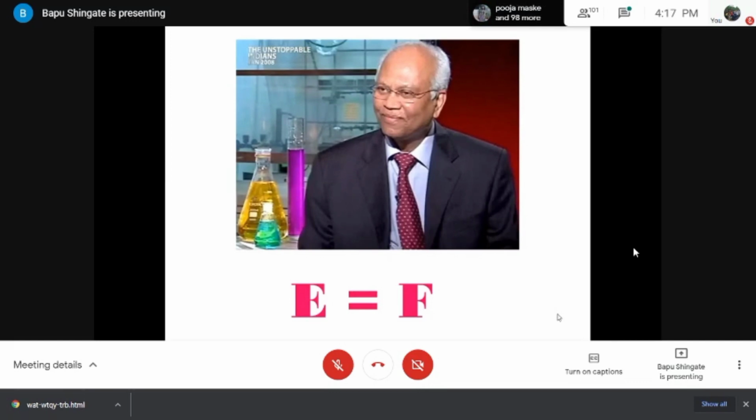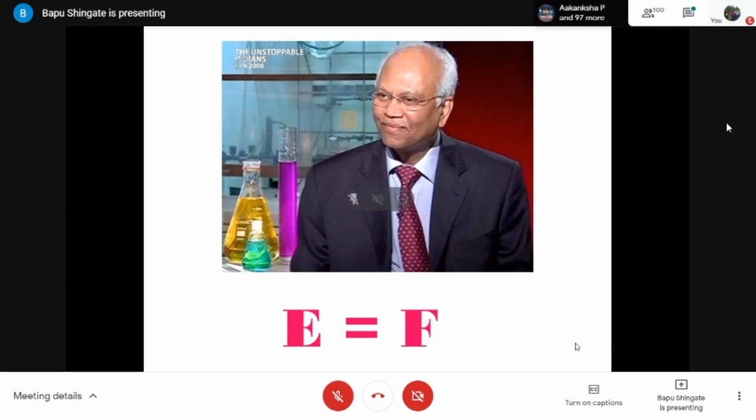But keep in mind that the interview was in Marathi, and the questions were asked on shikshan, and the word shikshan is related to E is equal to F. It means that if you have taken proper education, your future will be bright. And this equation you will not see anywhere else.